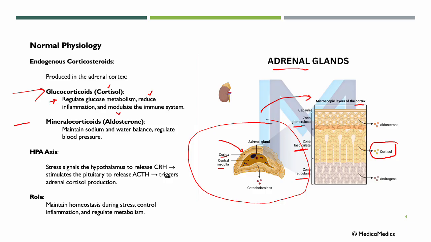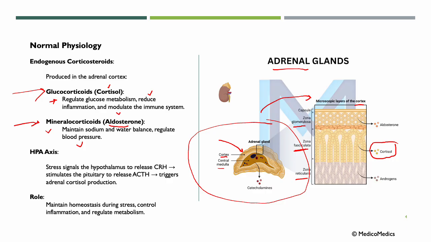Now let's look at the second one, where we have the mineralocorticoid aldosterone. And aldosterone here is primarily responsible for maintaining sodium and water balance and regulating blood pressure. And it regulates blood pressure by acting on the distal renal tubules in order to promote sodium reabsorption and the excretion of potassium.